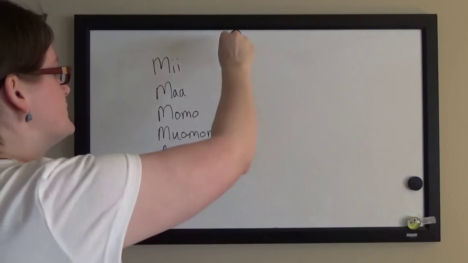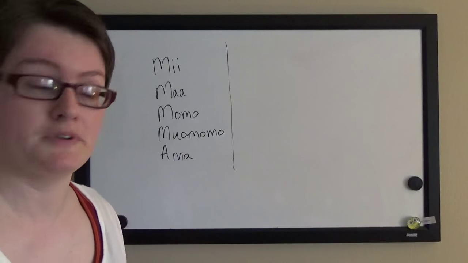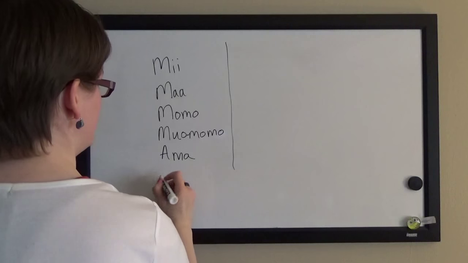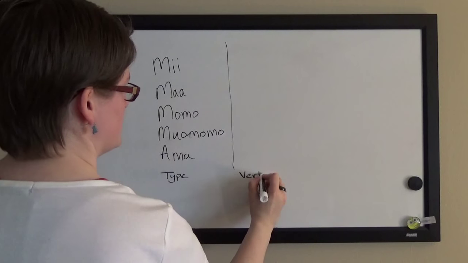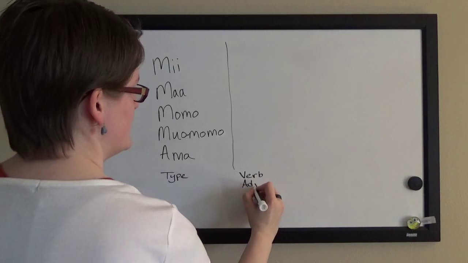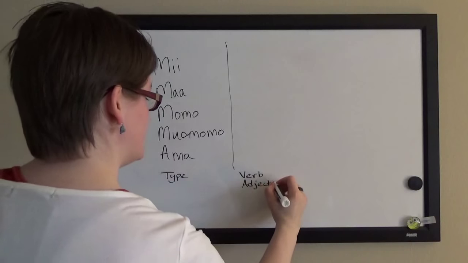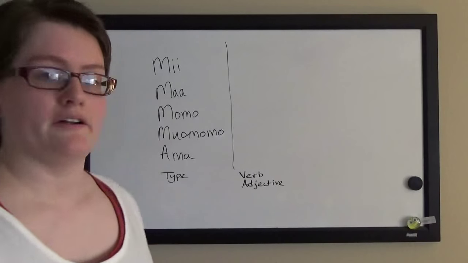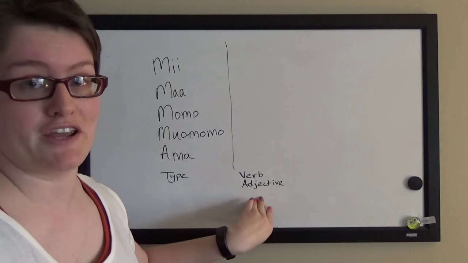So this is the first part of the sentence. The next part of the sentence would be a verb. So this is the type of sentence. Then you would have a verb, or this could be maybe an adjective. They're not quite the same as with English, where here our verbs and adjectives can be interchanged.